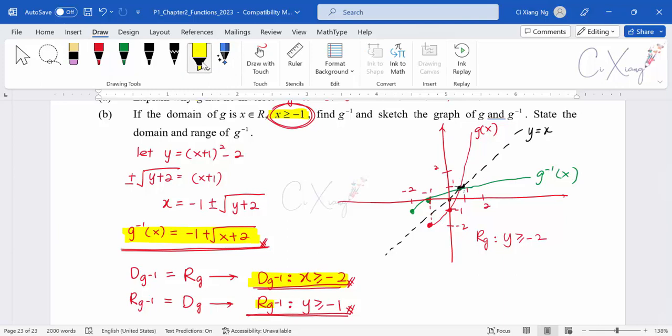Okay, so basically this is how we try to sketch the diagram that involves g and g inverse, or maybe the function and the inverse function on the same diagram. All right. Okay, so this video ended chapter 2, right? So that means we have covered everything in chapter 2, which is related to functions, right?